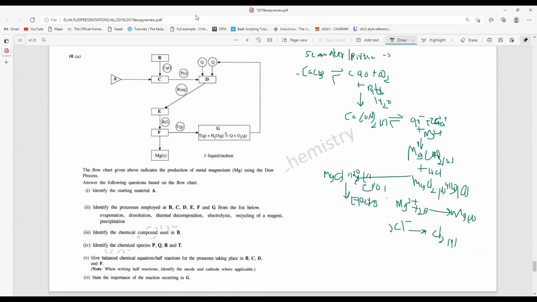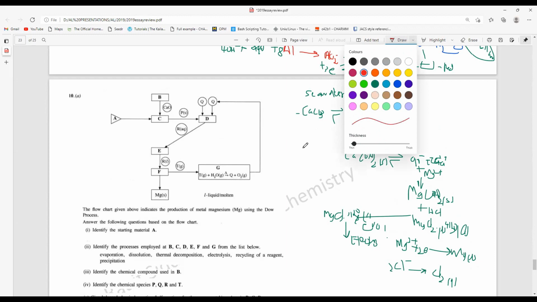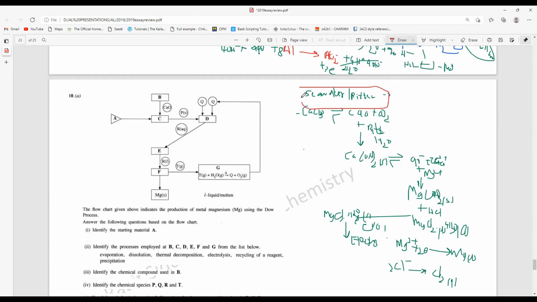So here we have given a flow chart. It should be very similar to this one. The flow chart given above indicates the production of magnesium using the Dow process. Okay, so this is the Dow process, the entire process. Identify the starting material A. You see here the starting materials that we normally use: seawater or bittern or limestone or dolomite. From here, B, you see we have obtained calcium oxide.